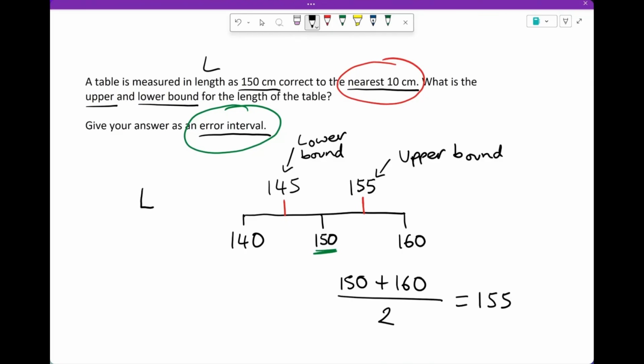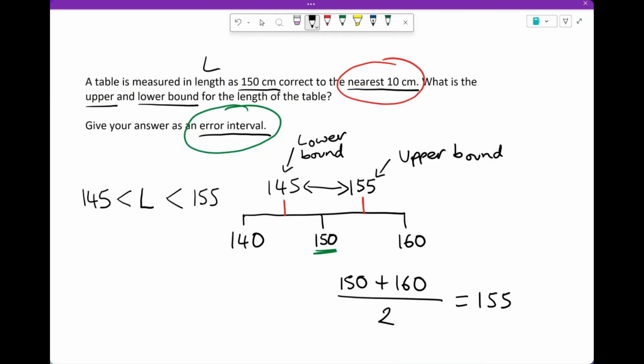And then in our inequality, we're going to write the bigger number to the right. So that's going to be my upper bound. 155 is going to go over here. And then my smaller number, which is the 145, our lower bound, that's going to go to the left over here. Then we just have to decide on inequality symbols. Well, our length has to be between the 145 and the 155. So therefore, the length is greater than 145, but it's going to be smaller than the 155.